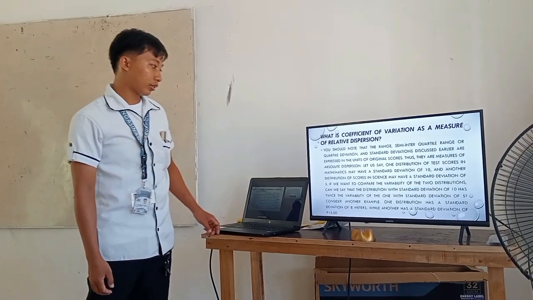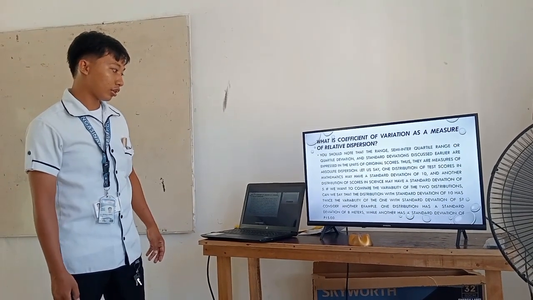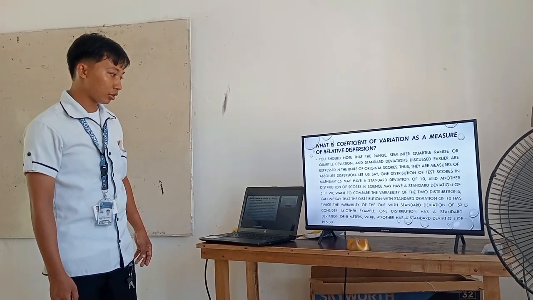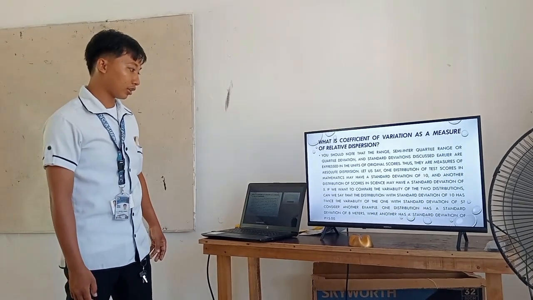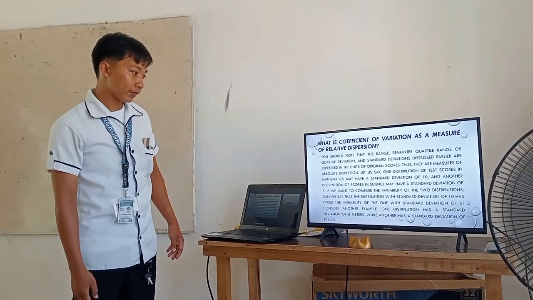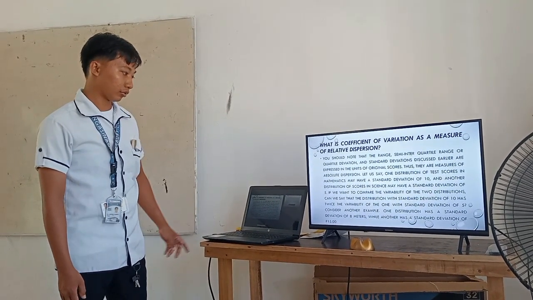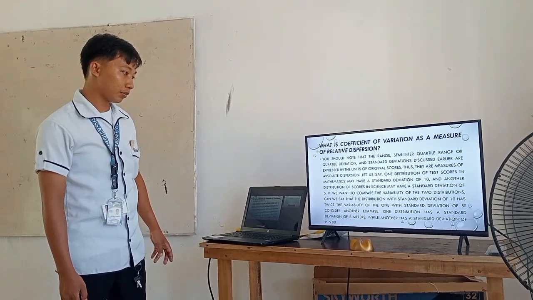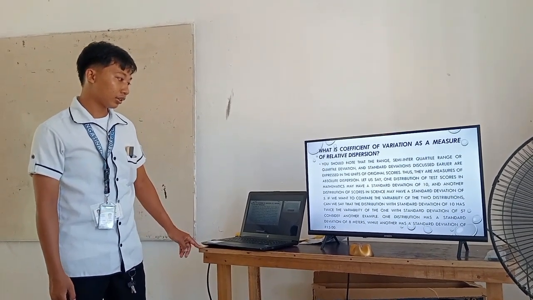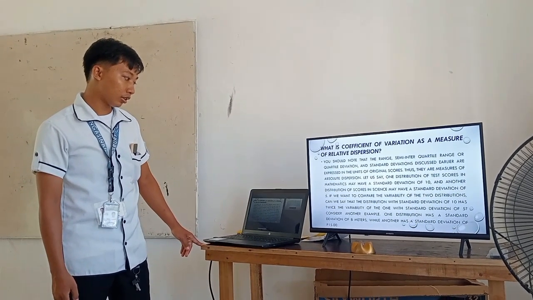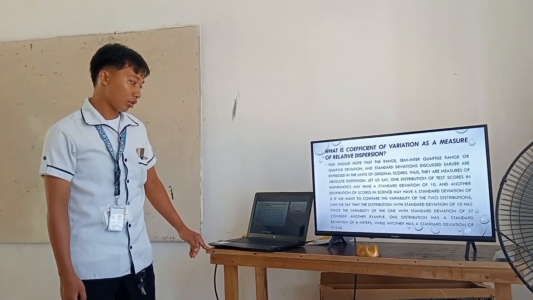You should note that the range, semi-interquartile range or quartile deviation, and standard deviations discussed earlier are expressed in the units of the original scores. Thus, they are measures of absolute dispersion. Let us say one distribution of scores in mathematics may have a standard deviation of 10, and another distribution of scores in science may have a standard deviation of 5.